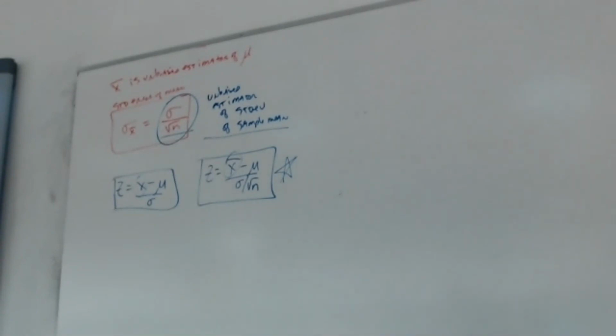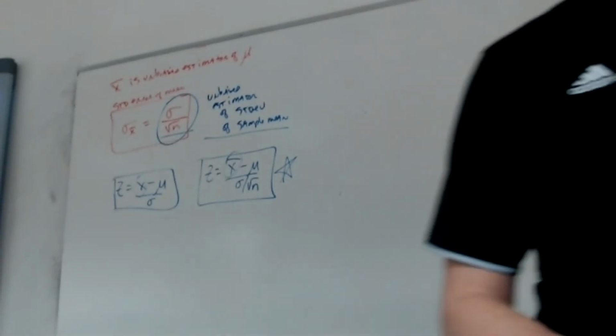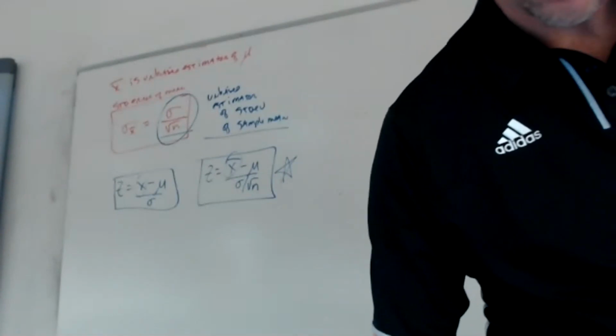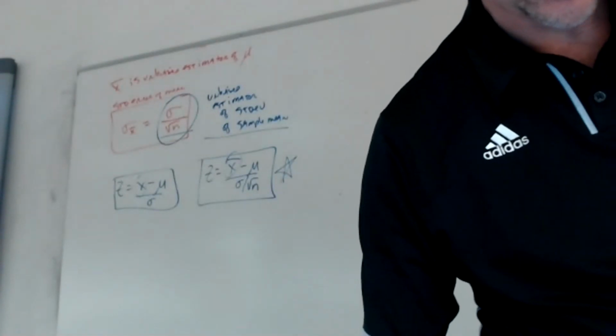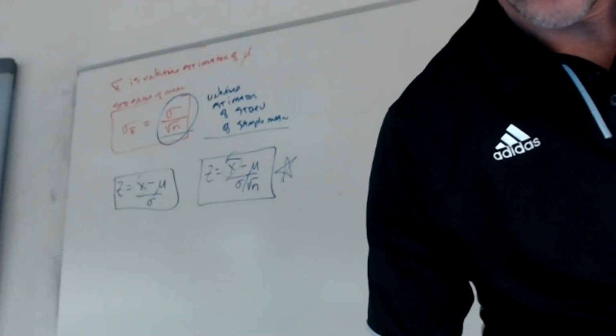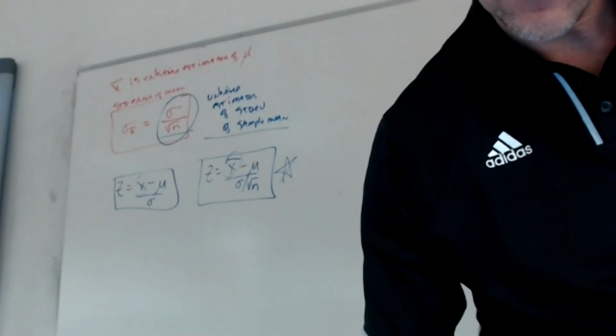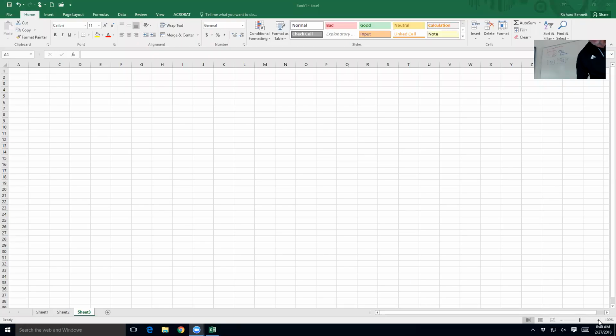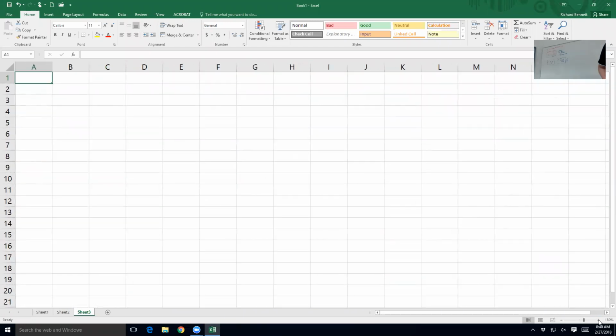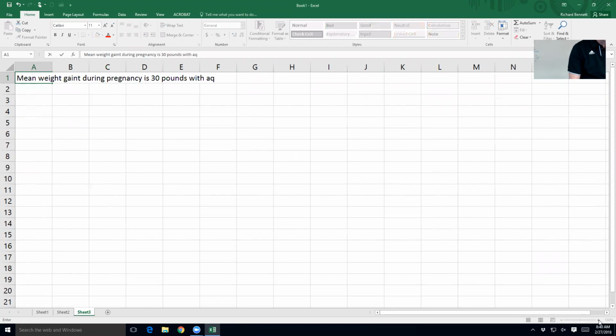All right, so let's do an example here. Let me share another screen. Okay, I'm going to open up a third tab here. And let's say that the mean weight gain during pregnancy is 30 pounds with a standard deviation of 12.9 pounds.